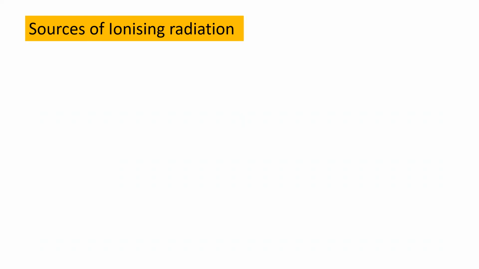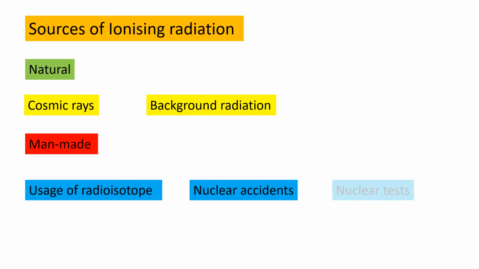All right. So now we have looked into what ionizing radiation is and what types of ionizing radiation we have. We now look into the sources of ionizing radiation. There are two sources basically. One is natural and one is man-made. The natural ionizing radiation includes cosmic rays, which are rays in outer space, and radiation in the background called background radiation. Everything we use has radiation.